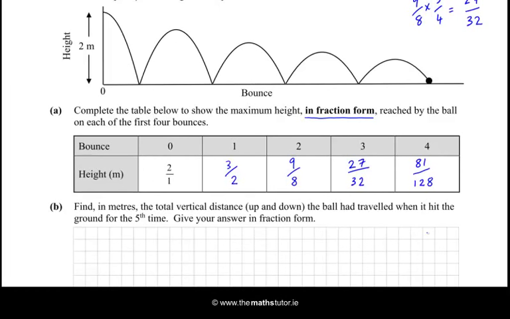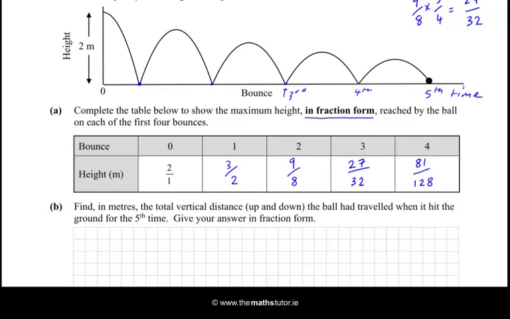Now find in meters the total vertical distance up and down the ball had travelled when it hit the ground for the fifth time. Okay, so let's look at our diagram and see when it hit the ground for the fifth time. There's the hitting the ground for the first, second, third, fourth. So that's the third time. And there's the fifth time.